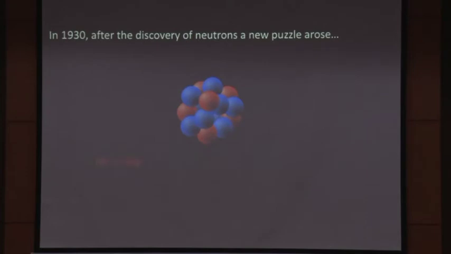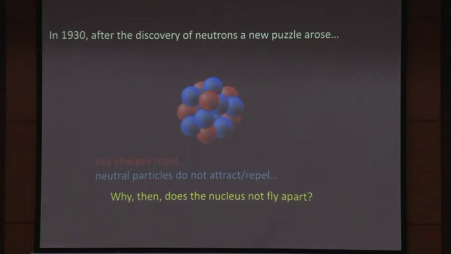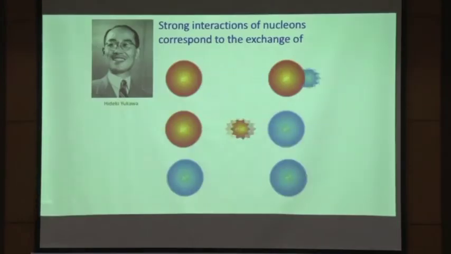Then in the 1930s, so there was a long gap, after the discovery of the neutron, a new puzzle arose. So what is the new puzzle? The puzzle is that like charges repel and neutral particles do not attract or repel. Now, what kept them together? That was the profound question at that time, and nobody had a clue.